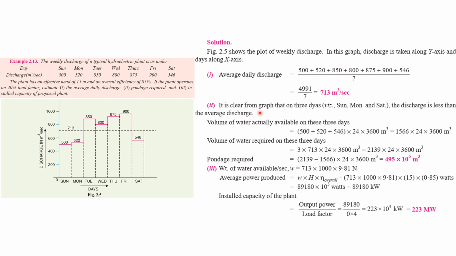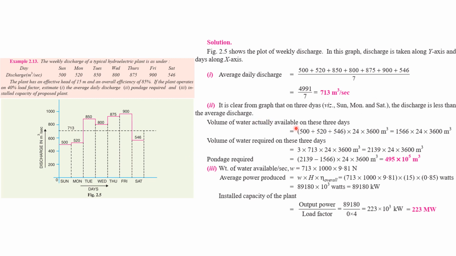So it is clear from the graph that on 3 days, Sunday, Monday, and Saturday, the discharge is less than the average discharge. So on these days you will need to provide water from storage.